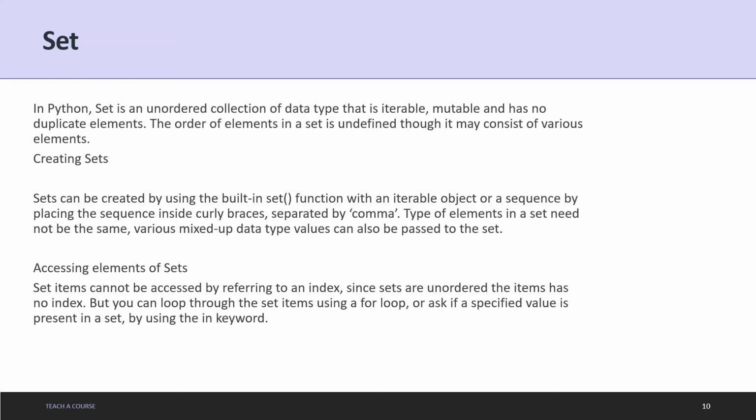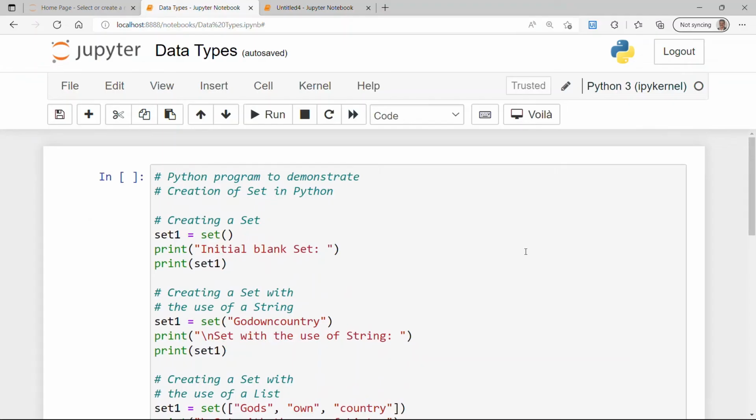Then accessing elements of a set: set items cannot be accessed by referring to an index. Very important. Set items cannot be accessed by referring to an index. Since sets are unordered, the items have no index. But I can loop through the set items using a for loop.